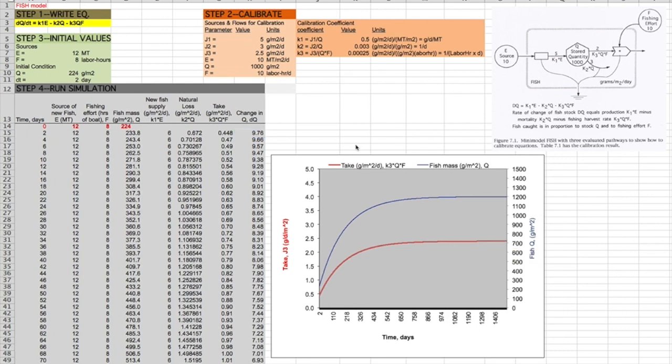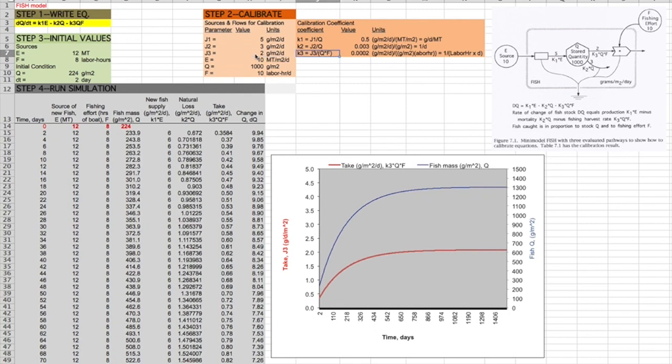The recalibration that's related to believing that our efforts are more efficient. We also could have changed the recalibration differently. Let's return it back to 2. Well, there are 3 variables that are involved in K3. There's J3, the flow, or the take. There's the fish population Q, and there's the effort F. Changing any one of those is going to change K3.